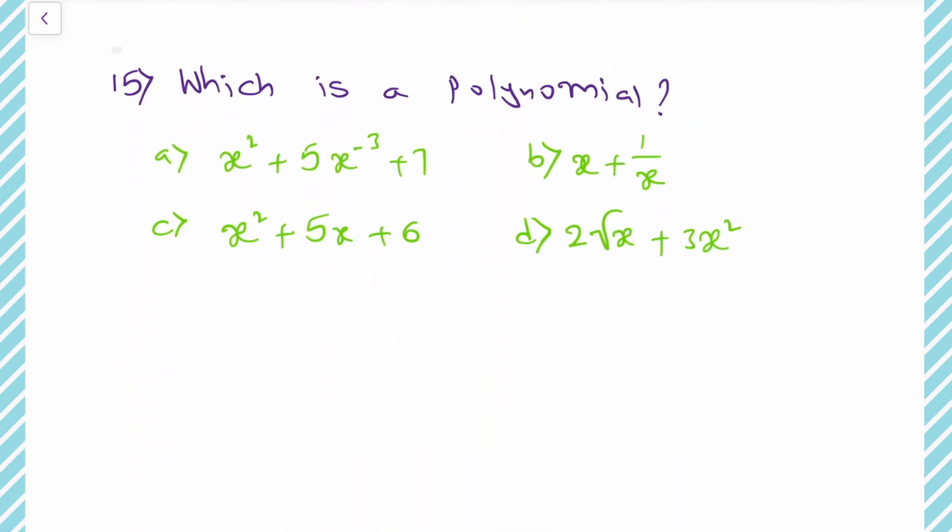Which is a polynomial? Actually this question they will ask many times, maybe in the objective or else in the descriptive also. So what is the polynomial definition? First of all, a polynomial is an expression with non-negative integral powers. So what exactly does non-negative integer mean? Those are nothing but whole numbers. So in simple words, for every variable the power should be a whole number. Let us check once. Power 2, whole number. Power is minus 3, that is not a whole number, so not a polynomial.